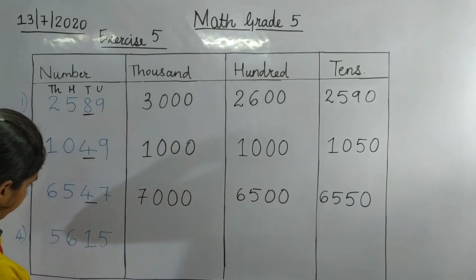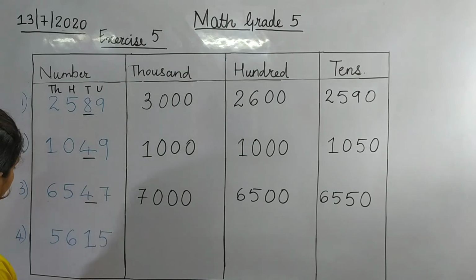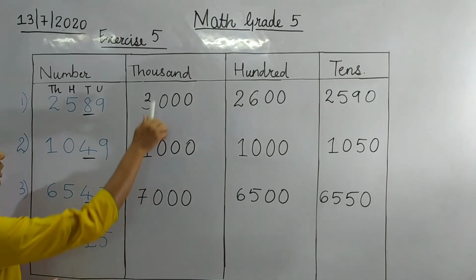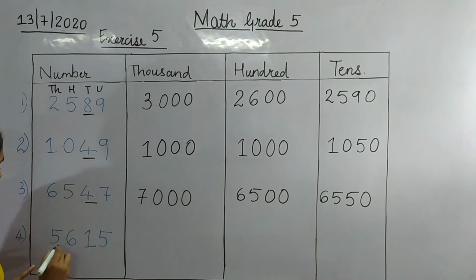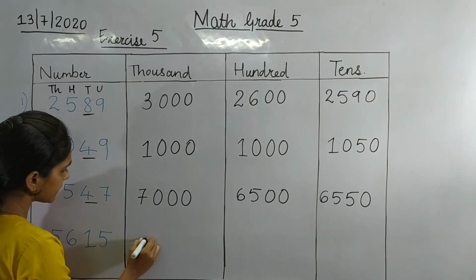Okay, so the next example, number 4. First we have to round it off to the thousands place. So check the number in the thousands place. It is 5. Then we check the number which is after 5. After 5 is number 6. 6 is greater than 5, so we add 1 to number 5. So 5 plus 1 gives me 6.